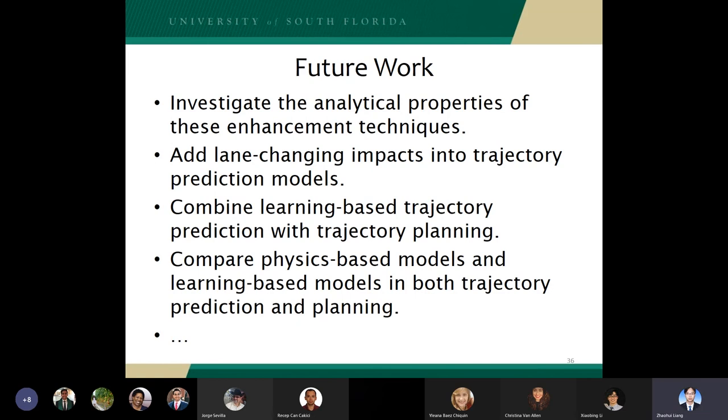And further, we can combine learning-based trajectory prediction with trajectory planning. Last but not least, we have proposed several physics-based models and learning-based models in either trajectory prediction or planning, but what is the performance and what is the advantage of using these models? Actually, we can compare the physics-based models and learning-based models in both trajectory prediction and planning.